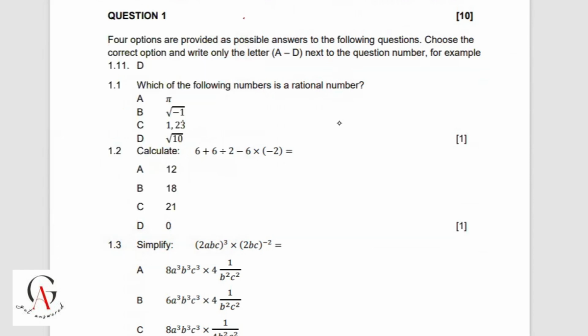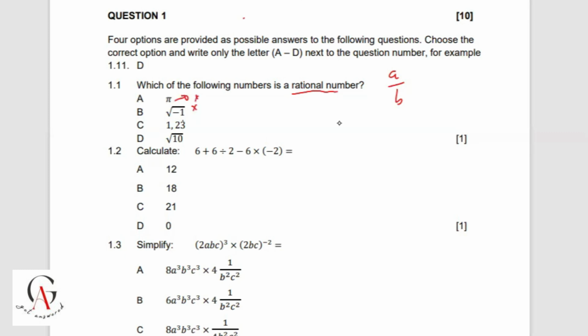Which of the following numbers is rational? We know that a rational number is basically a number that can be expressed in the form of a over b. In other words, it can be written as a fraction. Pi is irrational, because when you expand pi you'll get 3.1415 and so on and so forth. There are a whole lot of numbers. We cannot get the square root of -1, so this is also out.